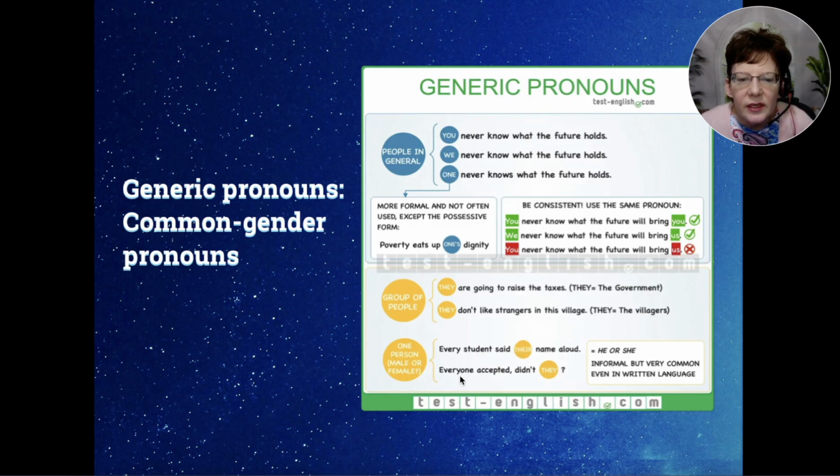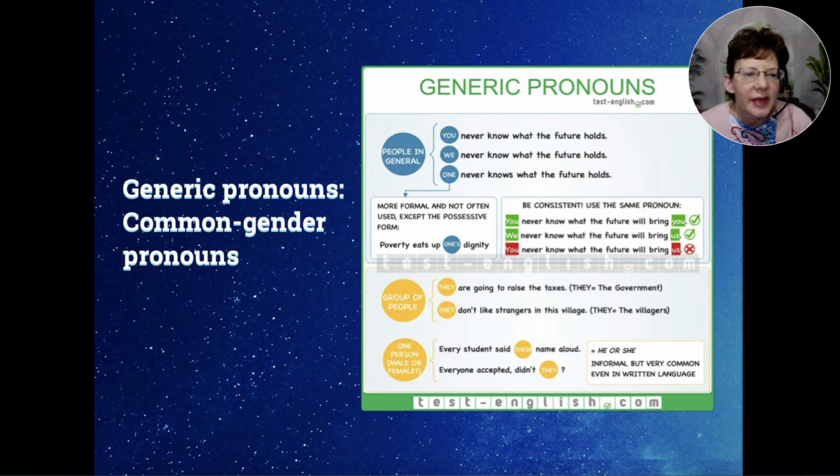And then in this one, everyone accepted, didn't they? Even though everyone is singular, or every person, we're just saying they as a general question or statement. Okay, so where it says every student, that could mean he or she, right? But altogether, it would mean they, and so that's why we use they. It's actually informal but very common, even in written language. All right, let's go on.